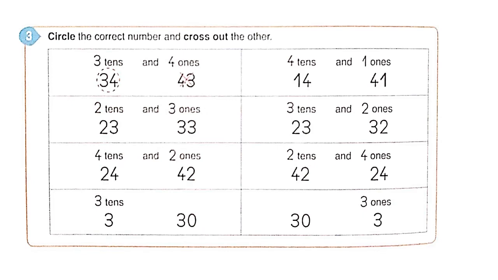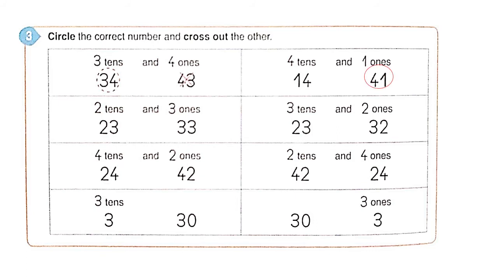Circle the correct number and cross out the other. We have 3 tens and 4 ones. We put 3 at the left and 4 at the right because the number of tens is always at the left and the number of ones is always at the right. So if you put 3 and 4 beside each other, 3 at the left and 4 at the right, we end up with 34. So we circle 34 and we cross out the other one, which is 43.